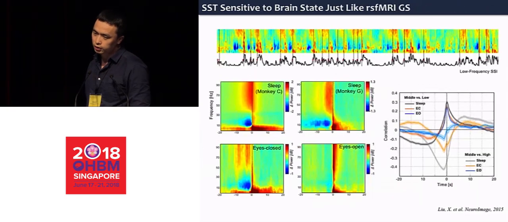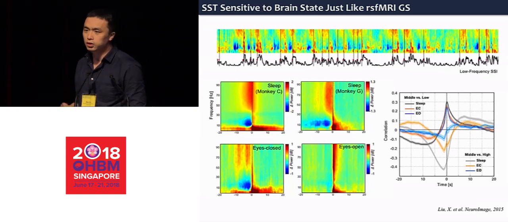We also checked those SSTs under different brain conditions. They show very similar state dependency as the global signal. It's strongest during light sleep, weaker during the eyes-closed condition, and almost gone during the eyes-open condition. Therefore, we suspect maybe these SST events actually induce the global co-activation, and that's the global component.